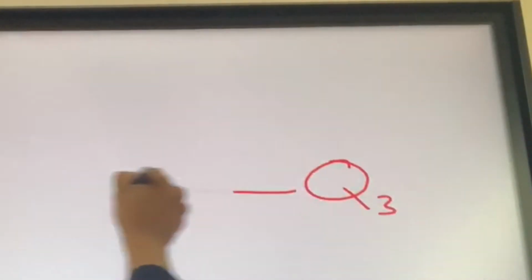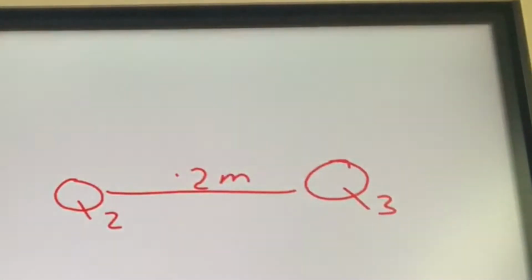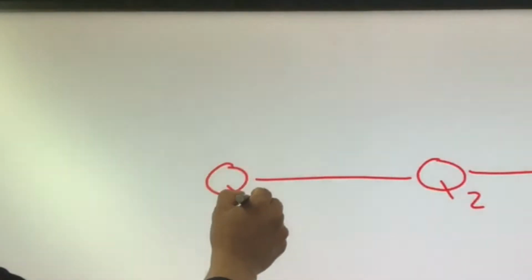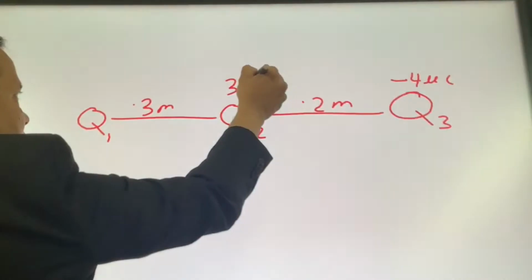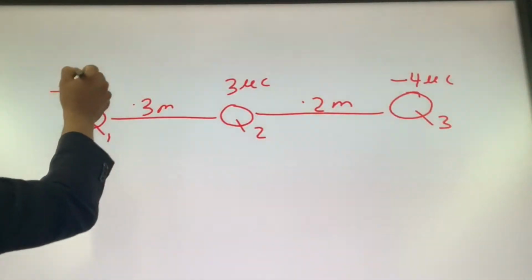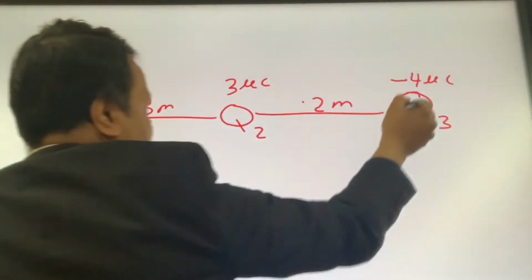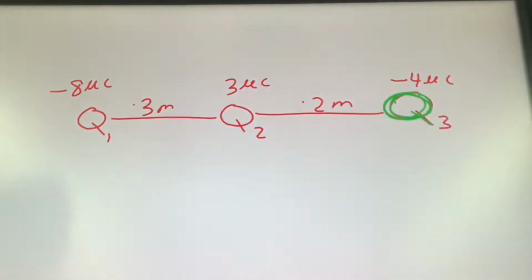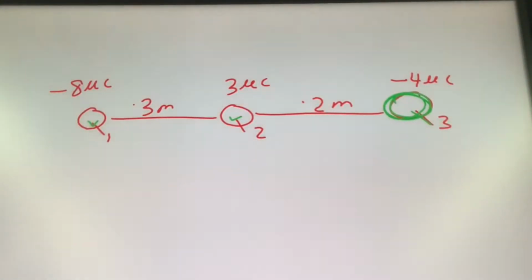Q3, there is Q2, which is 0.2 meter away from Q3. And then I have Q1, which is, let's say, 0.3 meter away from Q2. This is -8 microcoulomb. What I want to find is the electrostatic force on Q3 due to Q2 and Q1. So let's find it.